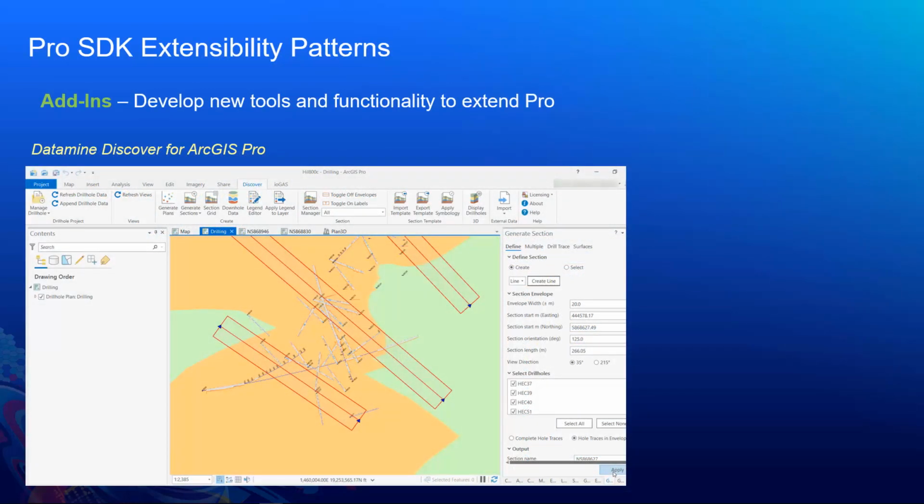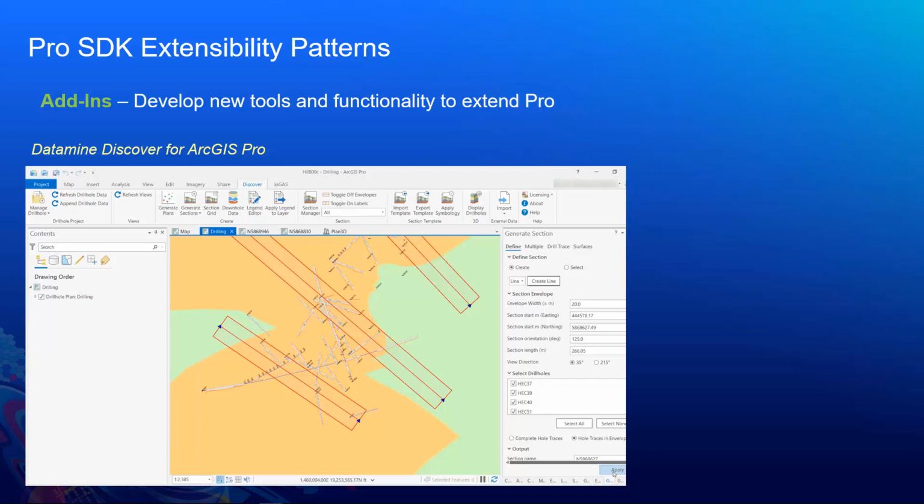All right, so let's take a look at our very first extensibility pattern. We mentioned all four of these before, but we'll walk through each of these now in some detail. The first is traditional add-ins. This is where you'll be developing new tools and functionality to extend ArcGIS Pro.